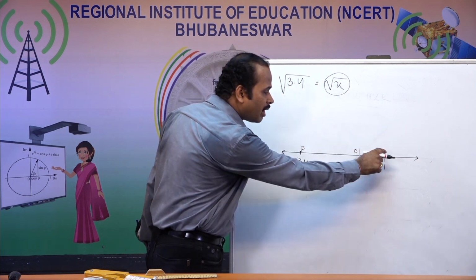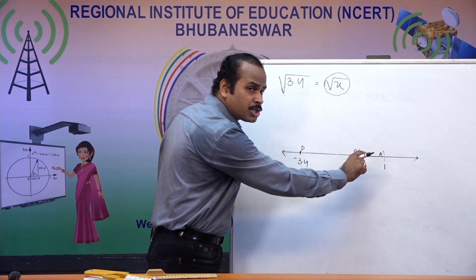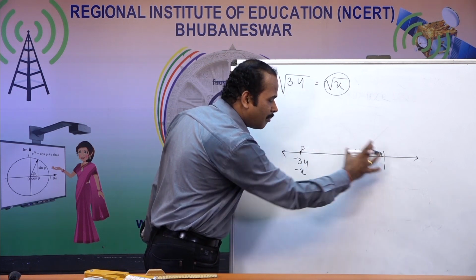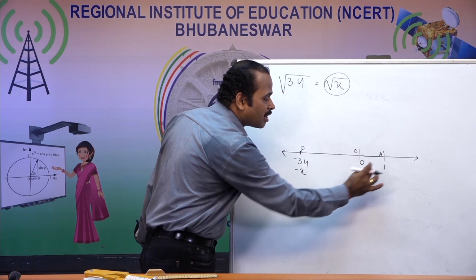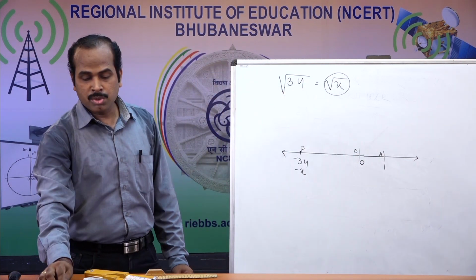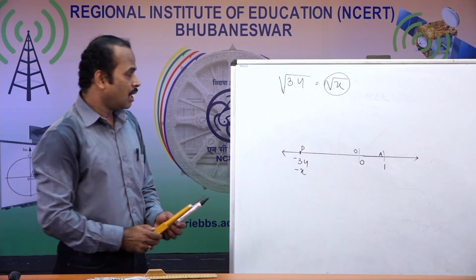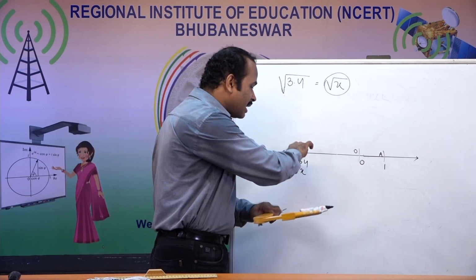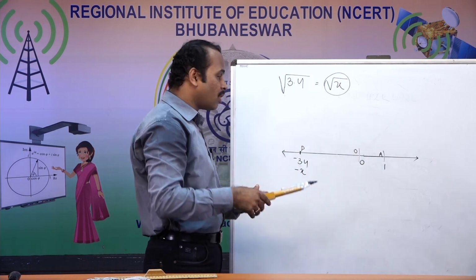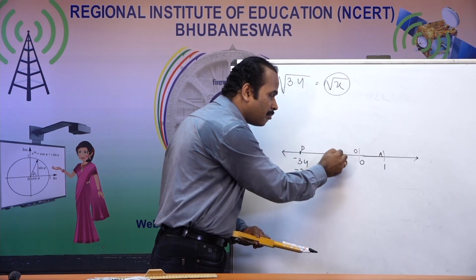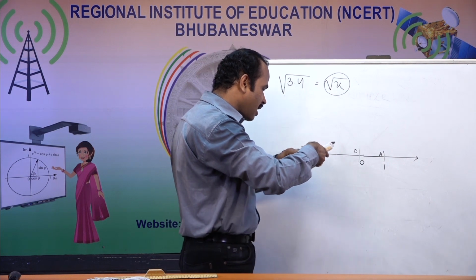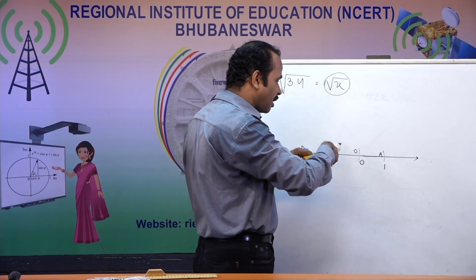Now, what is the distance from P to A? This distance is 3.4 and this point is 1, so 1 plus 3.4, the total distance becomes 4.4. Next, I will divide this length PA into 2 equal halves to find its midpoint. To find the midpoint of PA, I have to bisect it through the perpendicular bisector.